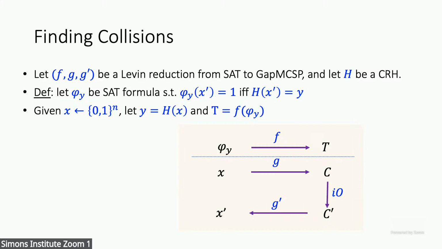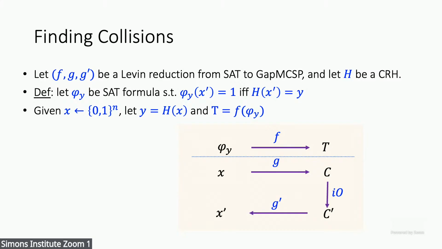What's the role of iO here? So the role is, I'm starting from one witness for GAP MCSP, and I get a new witness for GAP MCSP. Practically, it forgets everything about the original one. Yeah, so you cannot know which witness you start with.